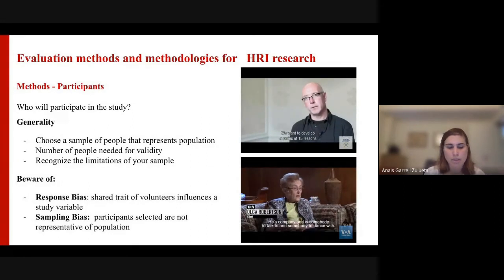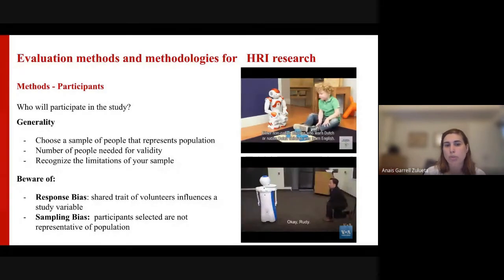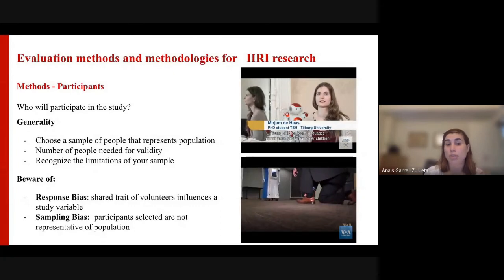For instance, what happens at university, that most of the participants are students in the university. So we have here a sampling bias, okay? Because participants who are selected are not representative of the population. Okay, and be aware as well of the response bias, which is when volunteers influence a study variable. Okay.